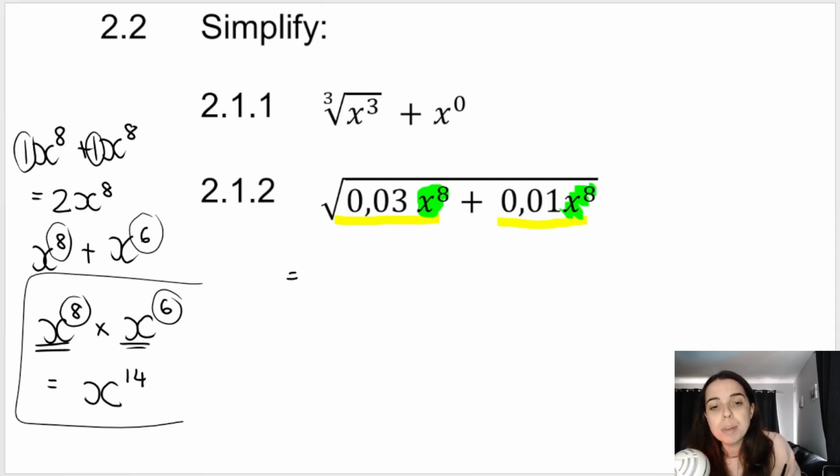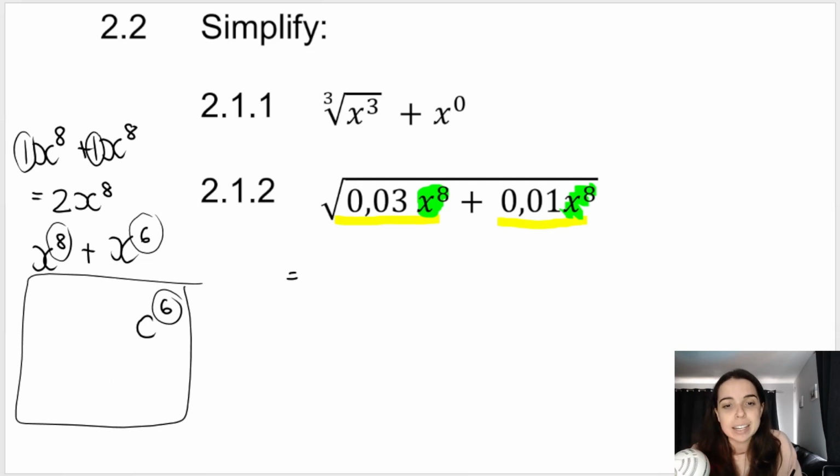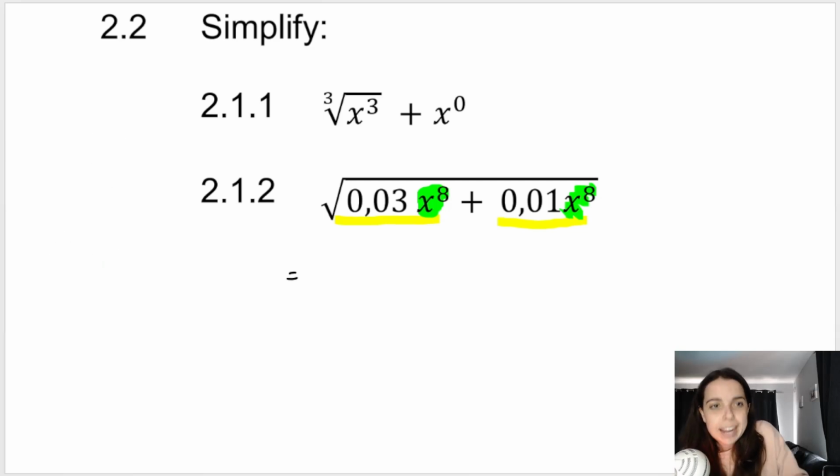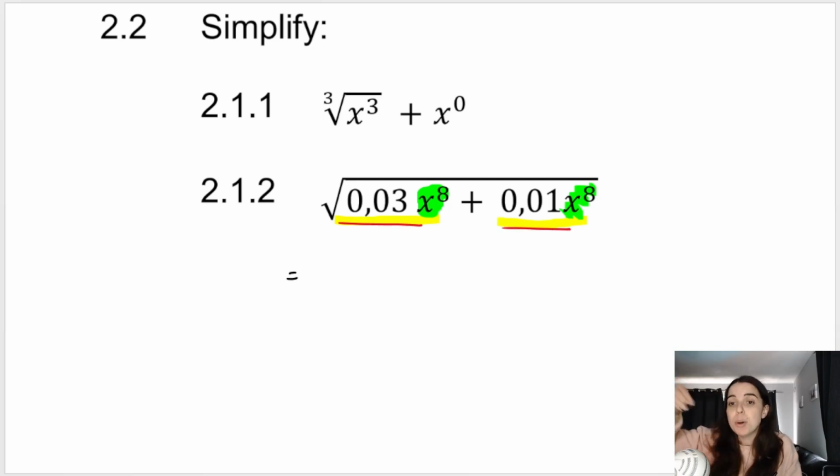So when I multiply and the bases are the same, I add the exponents. If I'm adding, so if I'm plusing or minusing like here, then it's like terms, then they need to have the same base and the same exponent. Okay, so back to our sum. I can add these two terms over here because they have the same base, x, and the same exponent, 8.